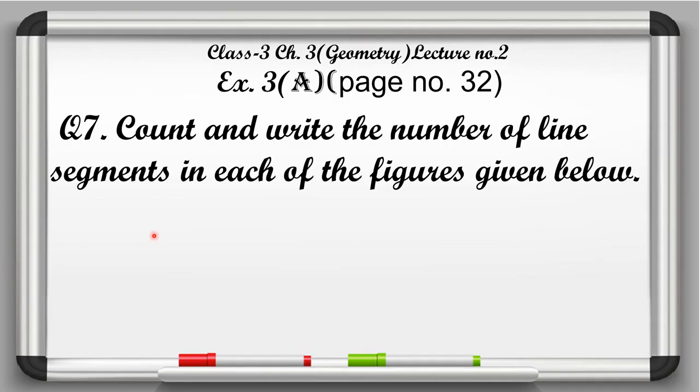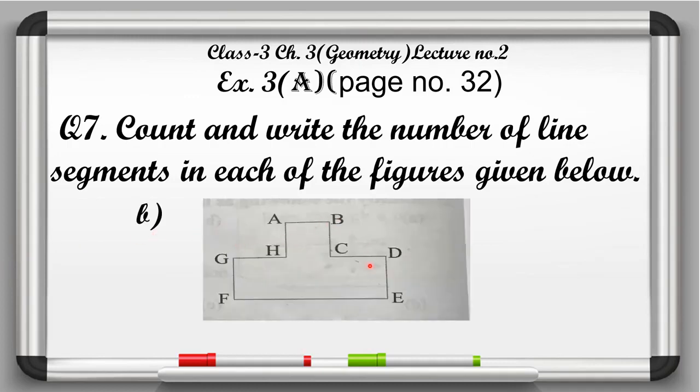Now B part. This figure is given. Again we have to count the number of line segments. So from A to B, one line segment, B to C, second, C to D, third, D to E, 4, E to F, 5, F to G, 6, G to H, 7 and H to A, 8. So here in this figure we have 8 line segments.